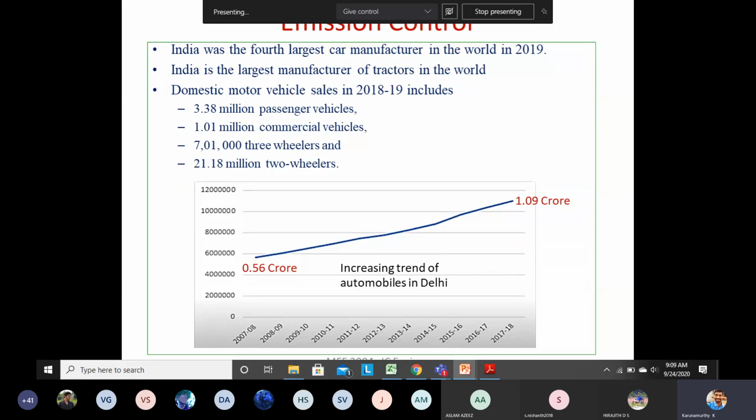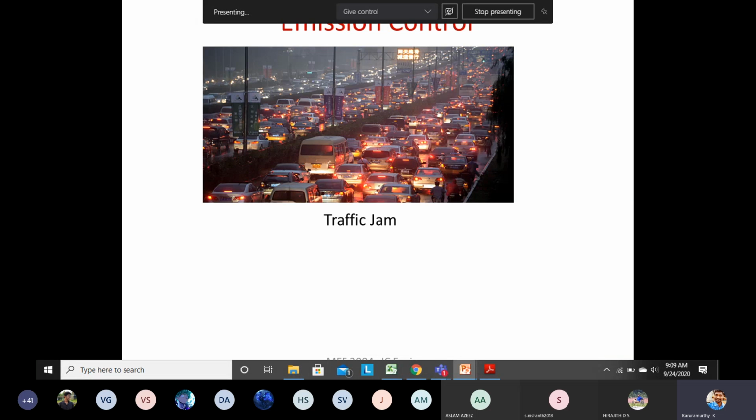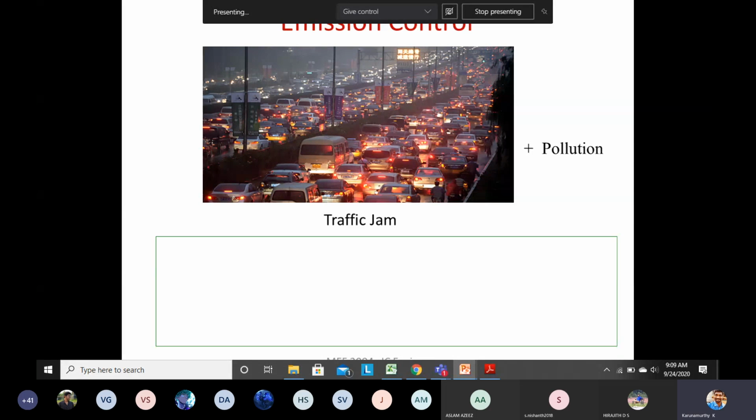So because of this huge traffic, or the greater number of automobiles being used, what are the problems that we are going to face? This leads to traffic jams, right? Apart from this, it is going to degrade the environment, and other health hazards for human beings are going to be there because of the pollution. Because the exhaust from these automobile engines is harmful, right?